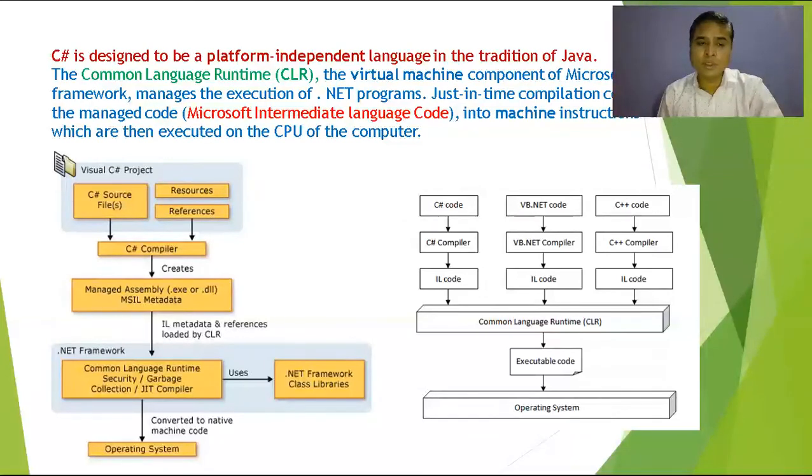So in this case, each machine has its .NET framework in which CLR is available, and this CLR is responsible to convert the intermediate language to machine dependent native code. So this is the way by which we can say that C sharp is also a platform independent language.